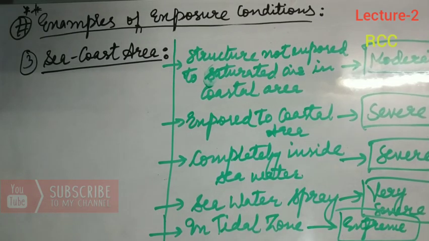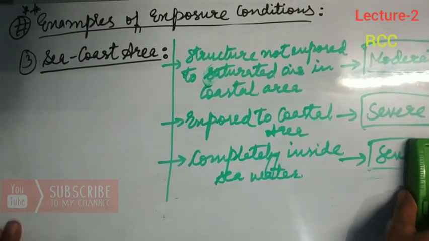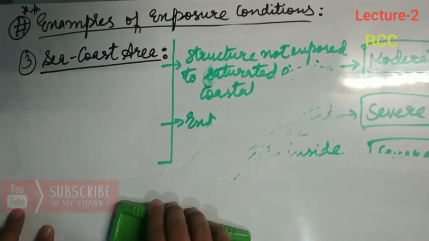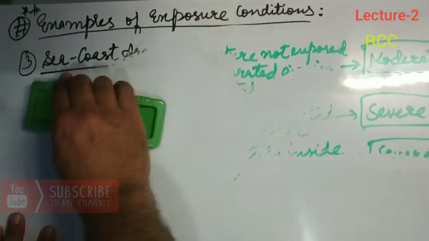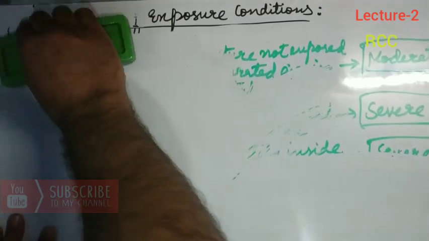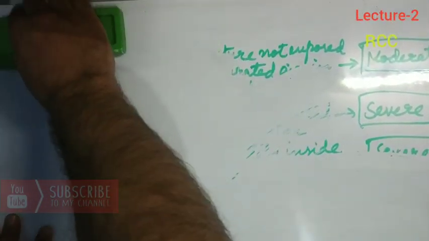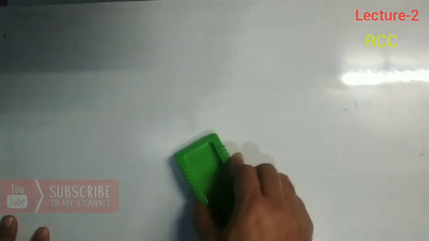So you must remember all these categories and corresponding exposure conditions, because these are directly asked in exams like GATE, ESE, SSC, JEE, and maybe in other exams also. So this is all about the exposure conditions and their examples, the minimum clear cover for different minimum grades for different exposure conditions.